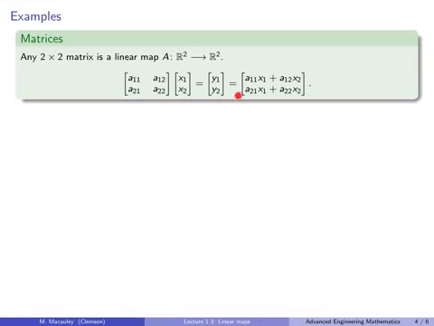Now here's a formula for what that vector, y, is. And you all know how to do this. Remember, to multiply matrices, you multiply rows by columns. So this first entry, y1, is what you get when you multiply this row times this column. So that's a11 x1 plus a12 x2. And this second entry, y2, is what you get when you multiply this row times that vector, that column. So a21 x1 plus a22 x2.